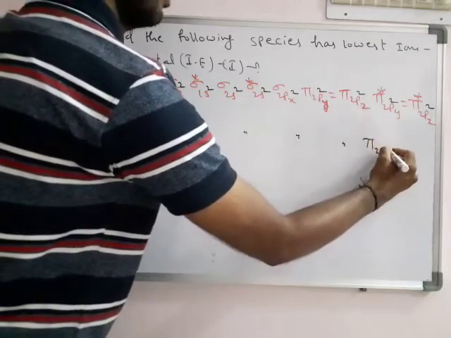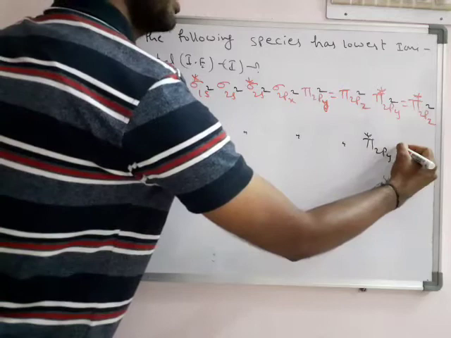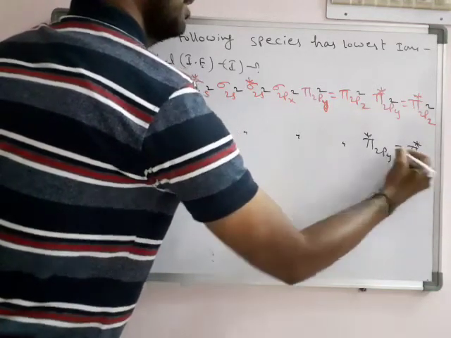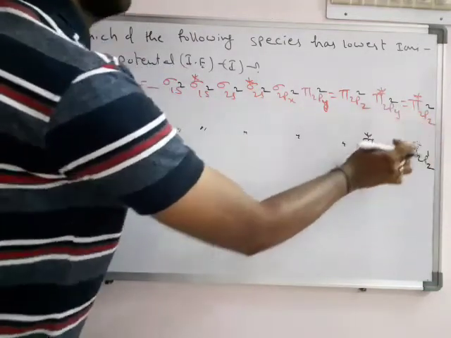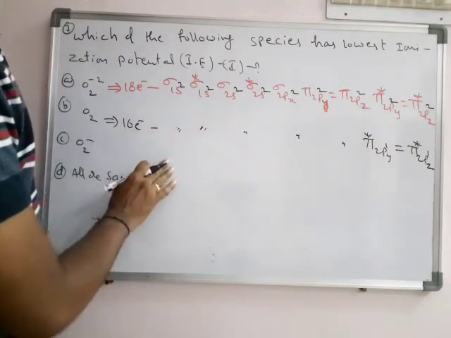So at last it will get pi star 2py, pi star 2pz. Carbon, it is 1 comma 1. So actually the 16, 17, okay, it's total 18. 16, 17, 18. Here how many?